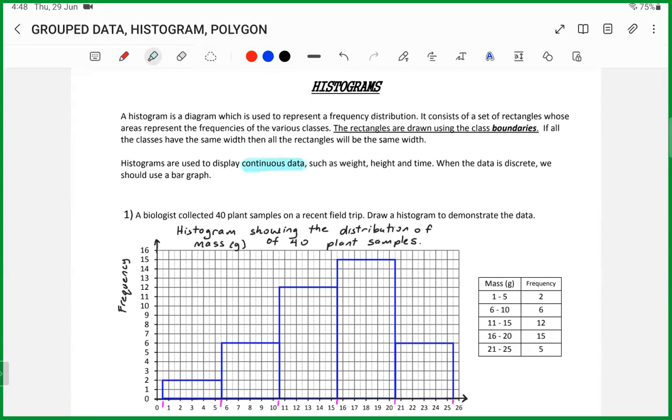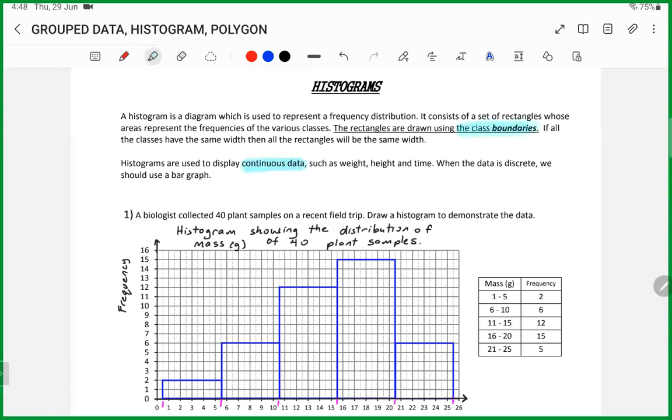Now, in my experience, out of all the types of graphs, because there are a lot of graphs, right? The bar graph, line graph, pie chart, histogram, what we're doing now, then we still have to do frequency polygon and cumulative frequency curve. Out of all of them, students tend to make the most mistakes with the histogram. And why? Because they always get the boundaries wrong.